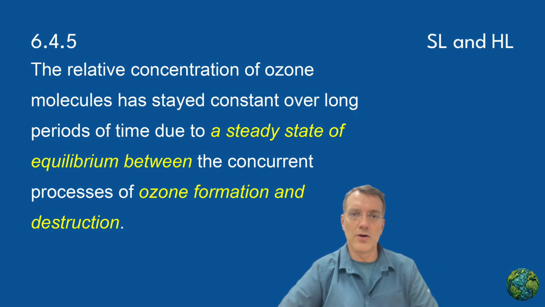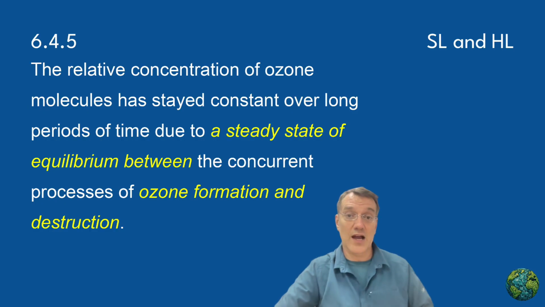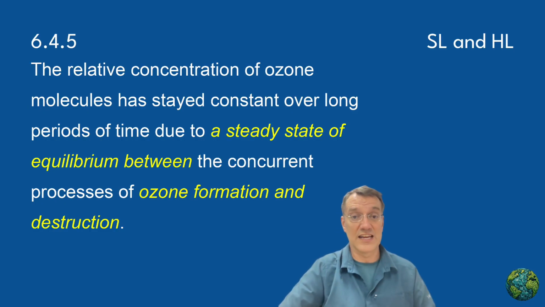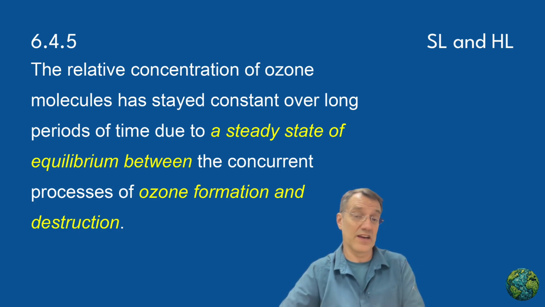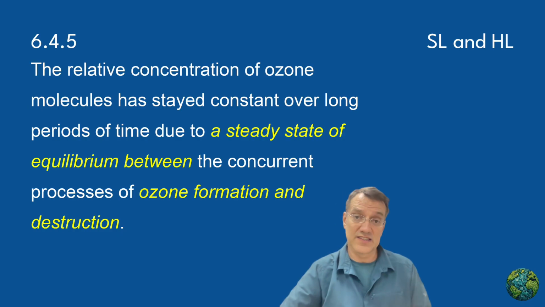Now let's understand how ozone concentration naturally stays stable. For a long time, the relative concentration of ozone molecules stayed constant due to something called a steady state equilibrium, which we first encountered back in ESS topic 1. This means that ozone is constantly being formed and destroyed at relatively equal rates, so that the overall amount stays the same. It's like a bathtub with the faucet running and the drain open.